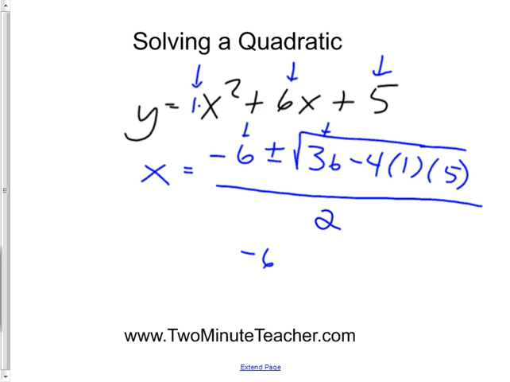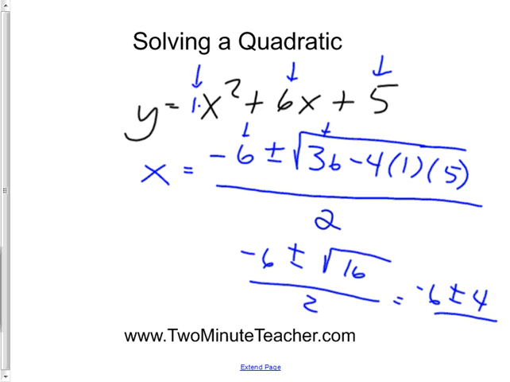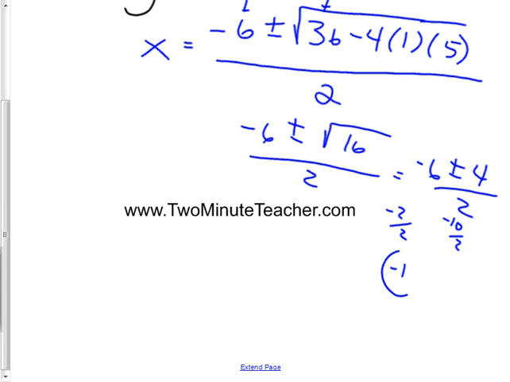Then I'd have -6 plus or minus the square root of 36 minus 20, which would be 16. That's going to work out nicely, all over 2. And now that's equal to -6 plus or minus the square root of 16, which is 4, all over 2. Then that comes out to -6 plus 4, which is -2 over 2, and the other answer, -6 minus 4, which is -10 over 2. Now if I divide by 2, I have -1 and -5. And look at that, they're the same answers as before when I used factoring.